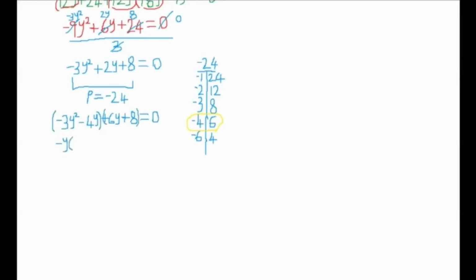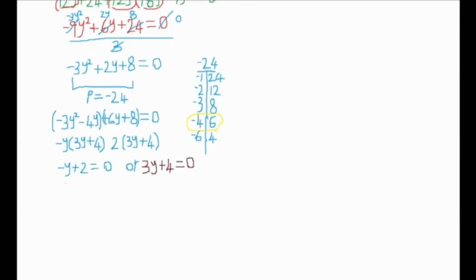Here it's negative, so it will be negative y, open brackets, 3y plus 4, and the other one will be 2, open brackets, 3y plus 4. So when you factorize, it will be negative y plus 2 is equal to 0, or 3y plus 4 is equal to 0.